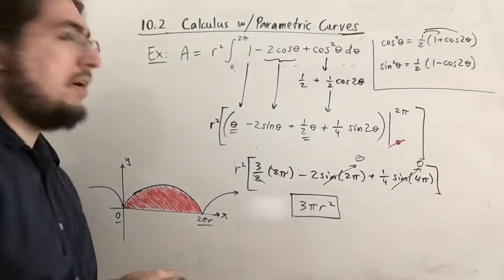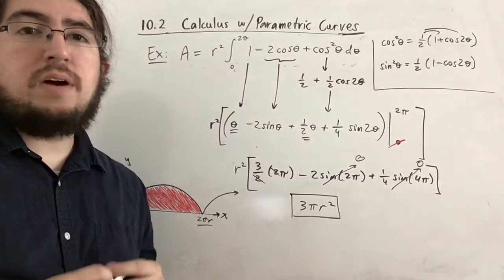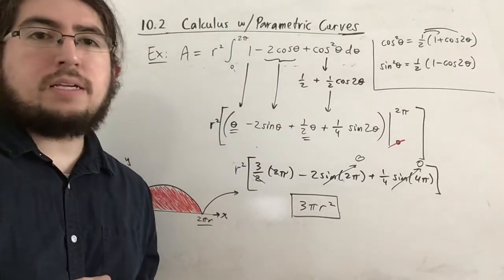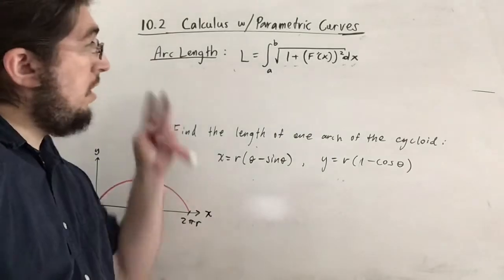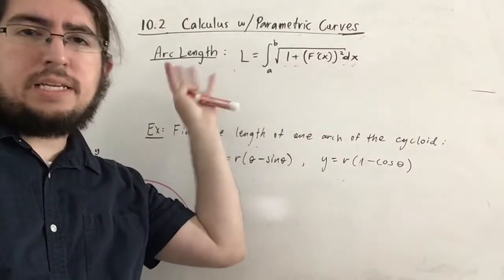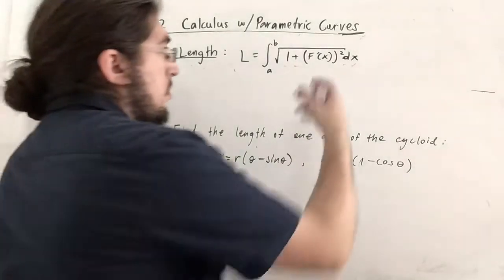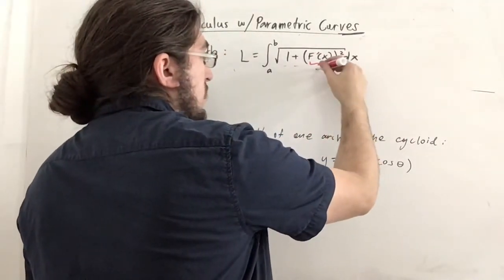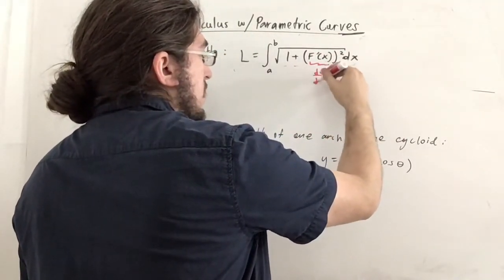Whew, nice, how fun. So now we're going to move on and talk about arc length and then finally surface area. All right, so now for arc length, like I was saying earlier, here f of x is our y. So f prime of x would be dy over dx.